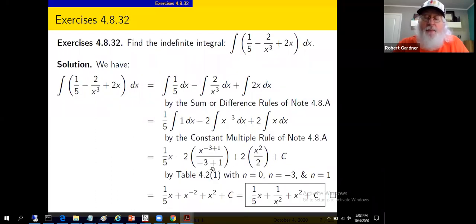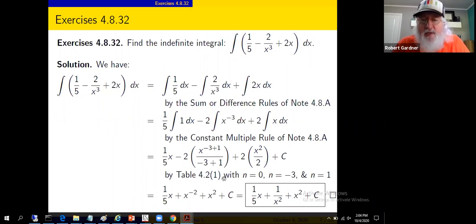Simplifying a little bit, let's see, -3 plus 1 is -2. The -2's cancel, leaving us with an x to the -2, right? The 2's cancel here, leaving us with an x squared. So here's what we get written as powers of x. If you want to take that -2 and write it as a quotient, there you go. If you don't, then there you go, whichever. I wrote it like this because they gave it to us like this.